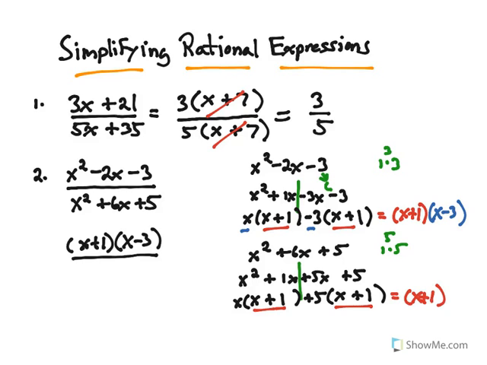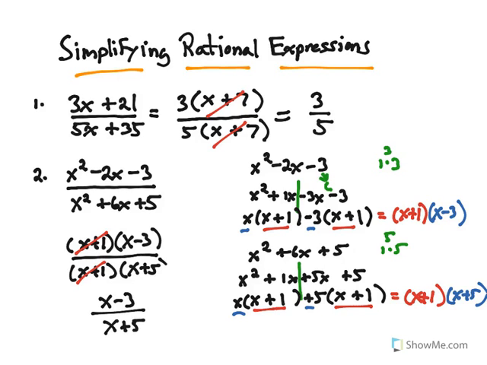And then look at this. My x and plus 5 go in their own parentheses. So what are my two factors in the bottom? Well, it's going to be x plus 1 times x plus 5. Now what two terms cancel? Well, the x plus 1's cancel, and now I'm just left with x minus 3 over x plus 5. And that is my answer.